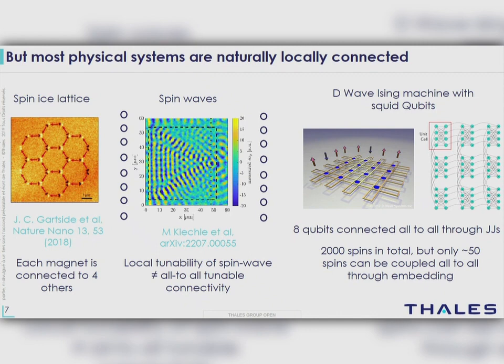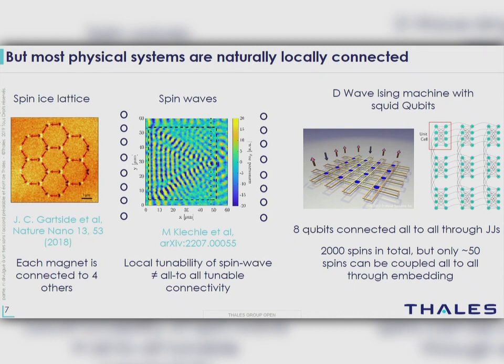Physical systems tend to be more naturally locally connected. For instance, if you have a spin ice, you will be connected to your nearest neighbors. So people really struggle to have this all-to-all connection. By all-to-all, I mean if I have two sets of neurons, each neuron of one set is connected to every neuron of the other set.